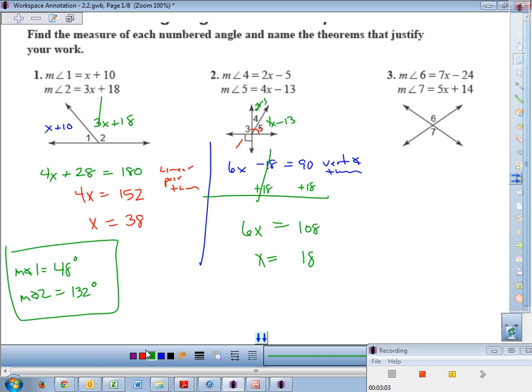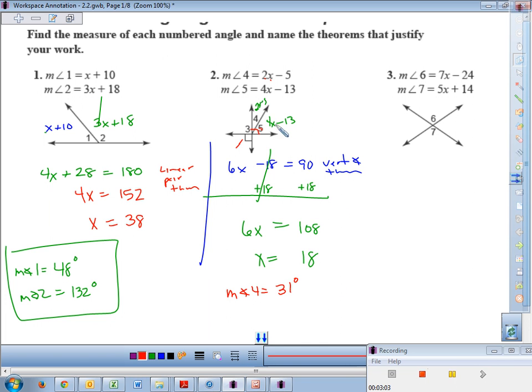Then let's find the measure of each angle. What should they add up to be? 90. So I'll substitute 18 in here. I'll get 36, take away 5. The measure of angle 4 would be how much then? 36 take away 5, which is 31 degrees. Now I know the other one better turn out to be 59 degrees, correct? But let's check to see if we did our algebra right.